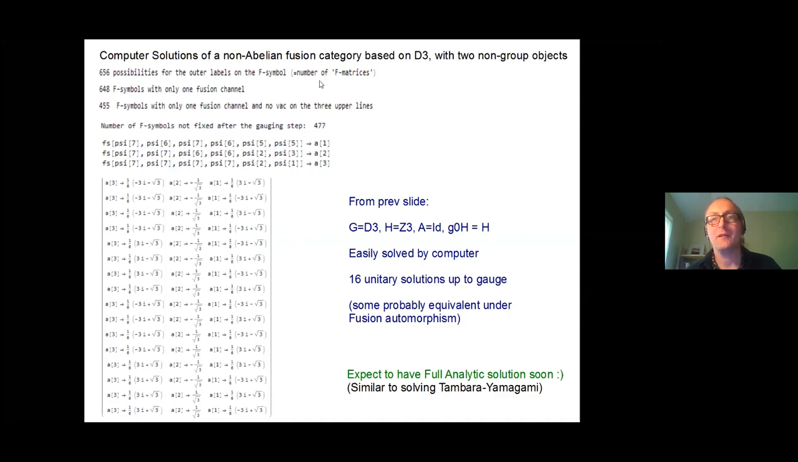But I just stuck in the simplest one based on D3, two non-group objects with the trivial automorphism and the trivial extra element, into the pentagon solver, and we start off with 656 different F matrices. Then the actual F symbols that are non-trivial, where you don't have ones on the outside, there are 455 of them. After gauge fixing, you have 477 F symbols left that are not gauged to a constant. And then you do the simplification, and you have only three F symbols left, these three.